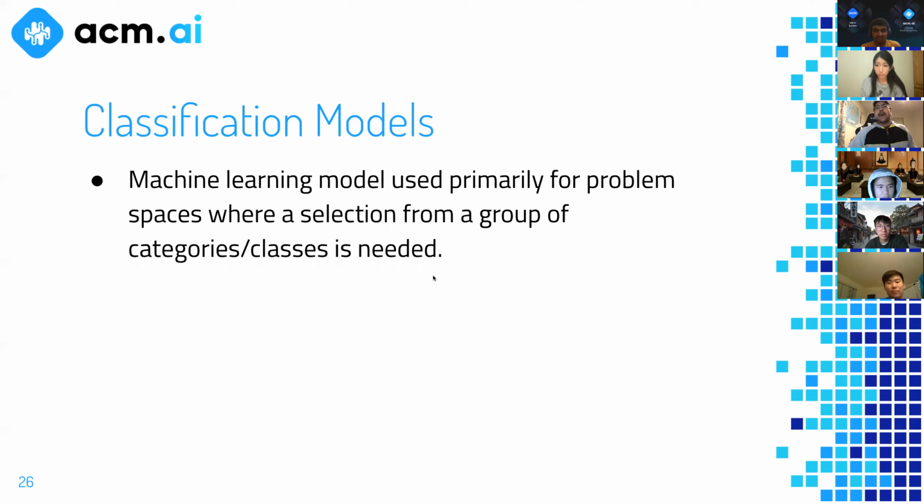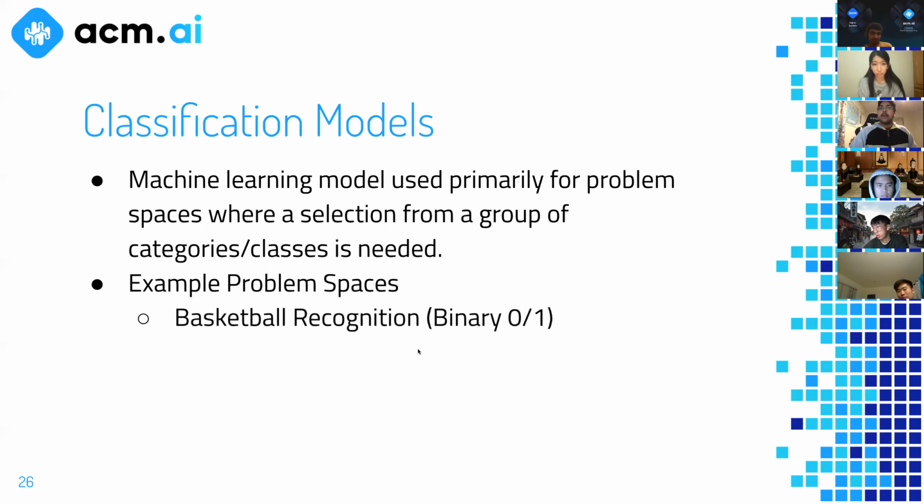All right. So classification models. So we talked about the regression models, which were continuous, but classification models are primarily or basically discrete, and we only have one output. So some example problem spaces would be basketball recognition.